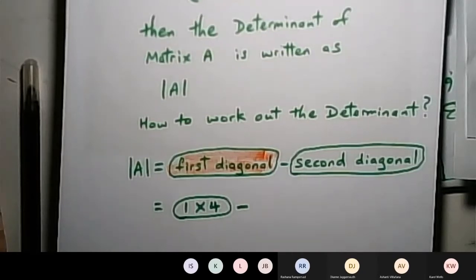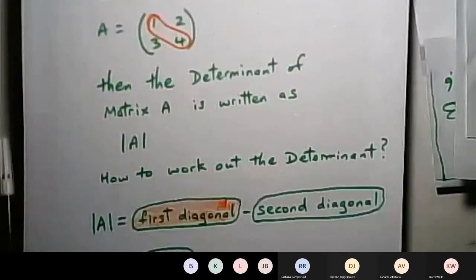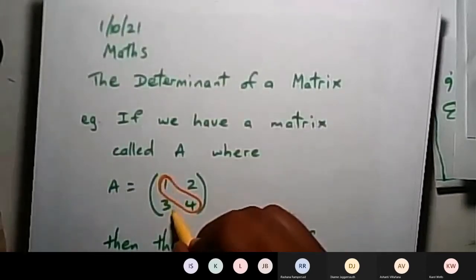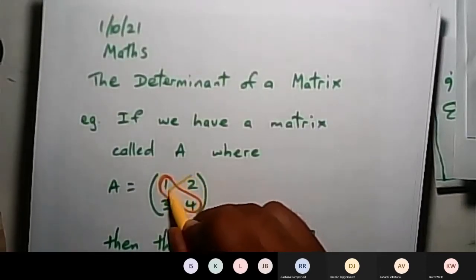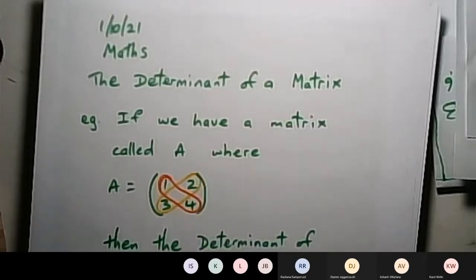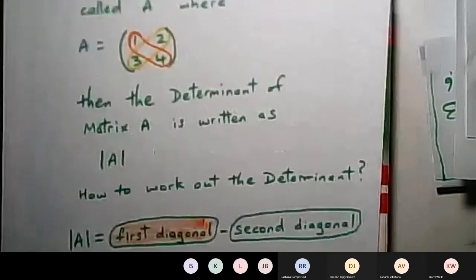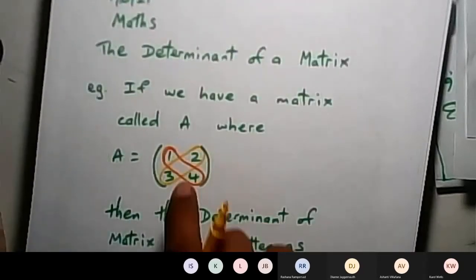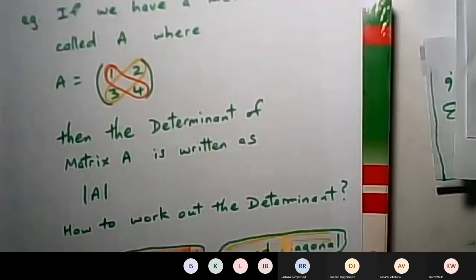And I need a second diagonal. A nice yellow too. Here we go. I will go to my second diagonal, which is the 2 and the 3. So I'm going to take the 2 and the 3 and times them together. So my second diagonal.